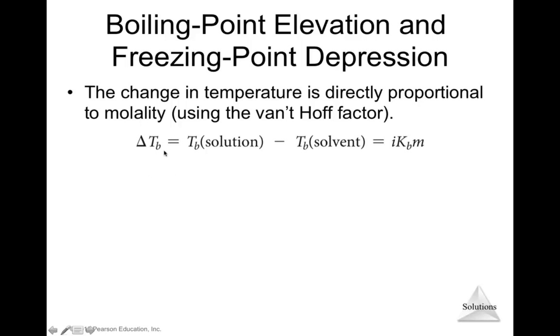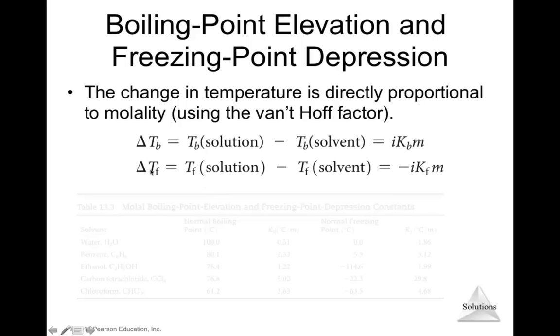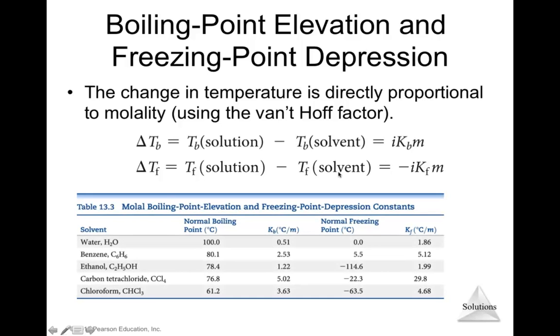So the change in the boiling point temperature will be equal to the boiling point temperature of the solution minus the boiling point temperature of the solvent, and this will be equal to i times Kb times m. And for the freezing point, that change in the freezing temperature will be equal to the freezing temperature of the solution minus the freezing temperature of the solvent. This will be equal to minus i, Kf, and m, where i is the Van't Hoff factor.